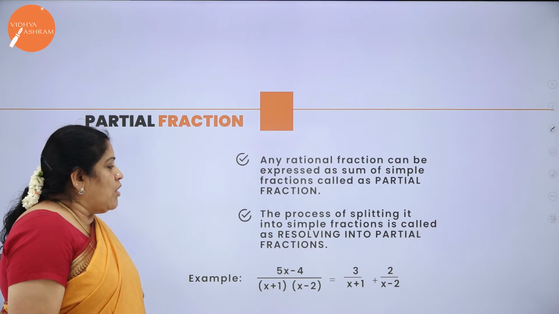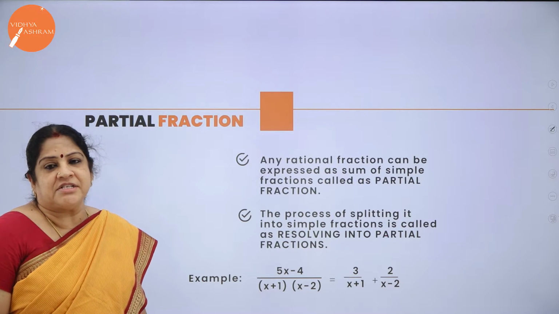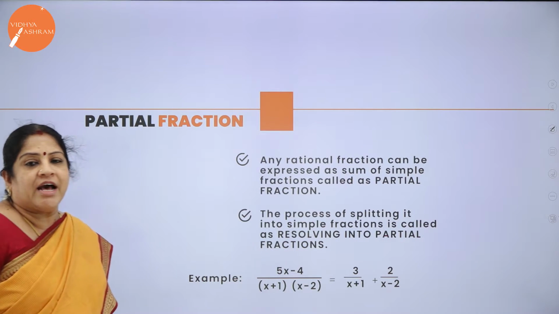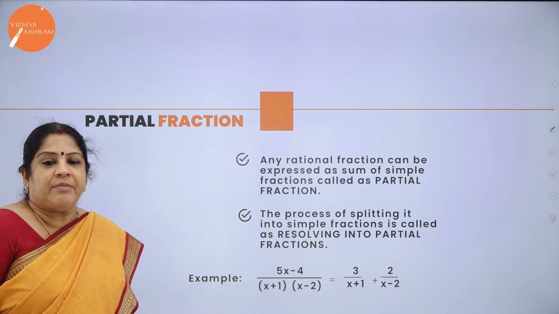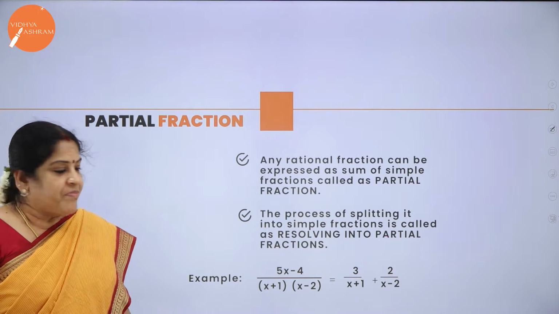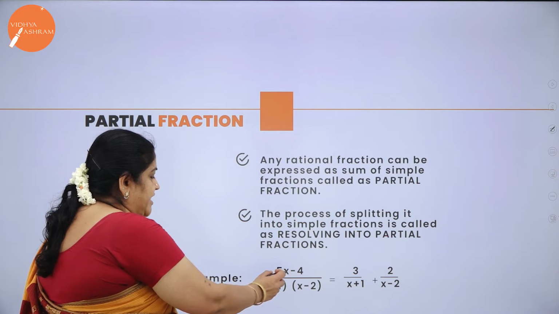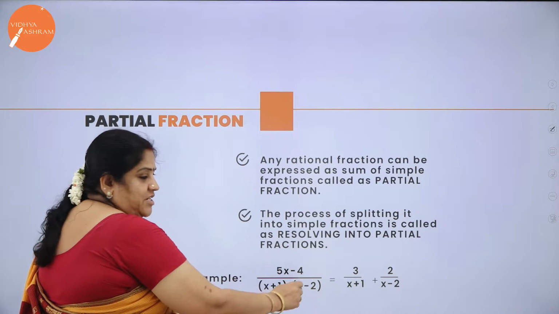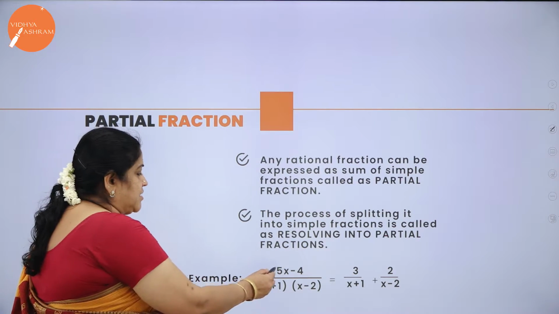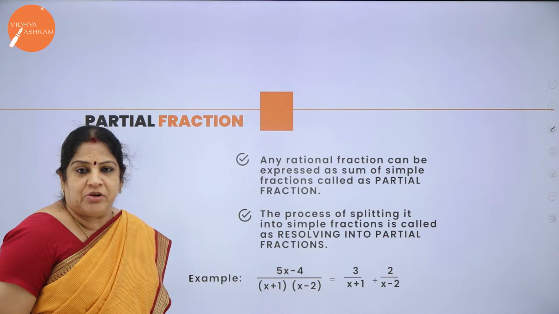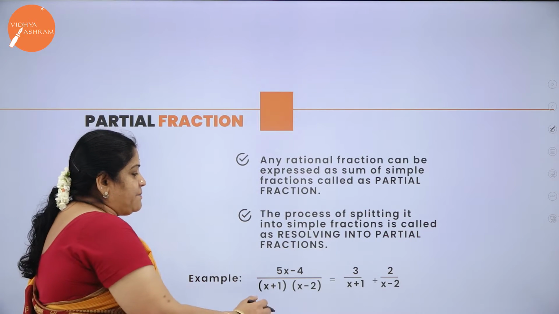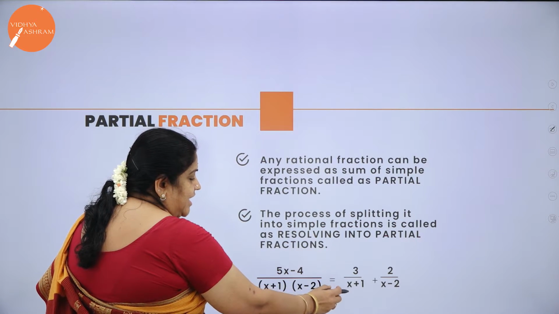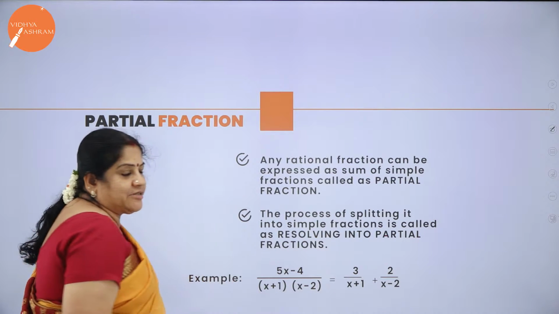Now, the process of simplifying it into simple fractions is called resolving into partial fractions. So, when they ask you in the question paper, it will be asked as resolve into partial fractions. For that, an example is 5x minus 4 by x plus 1 into x minus 2. So, this is a rational fraction. You could see the numerator is a polynomial and the denominator is also a polynomial. Now, this should be simplified and written as 3 by x plus 1 plus 2 by x minus 2.